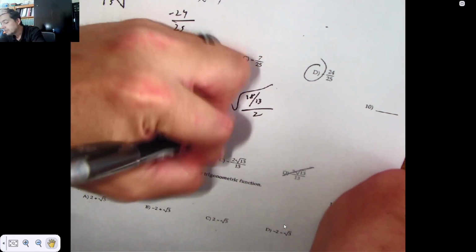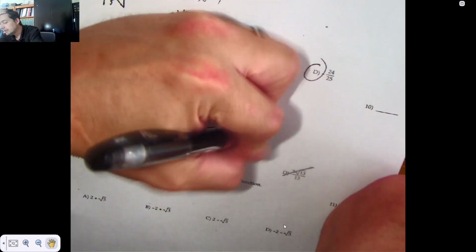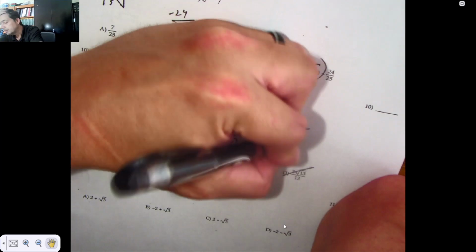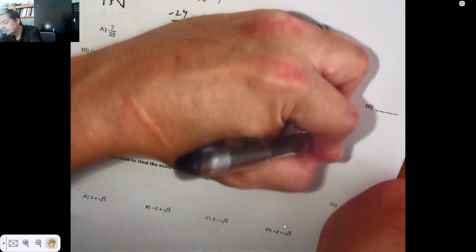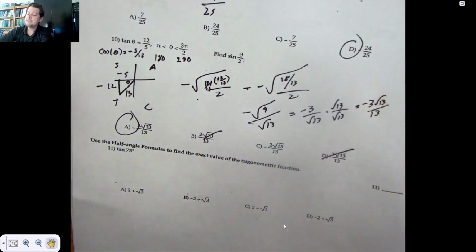Anyways, we have the negative square root of 9 over 13, which is negative 3 over root 13. We clean up by multiplying top and bottom by root 13. And we get negative 3 root 13 over 13. Choice A.